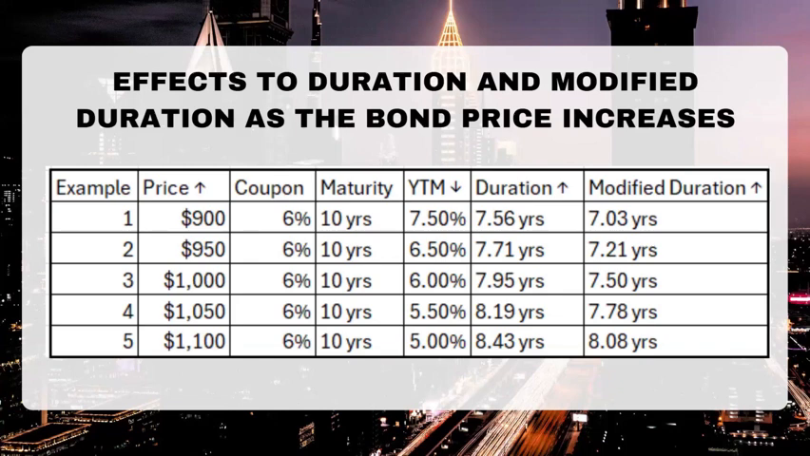As we can see in example 1, the price is $900, the coupon rate is 6%, and maturity is 10 years. The duration is 7.56, and the modified duration is 7.03. In example 2, the price increases to $950, and the coupon rate and maturity stay the same. The years to maturity decrease, but the duration and modified duration go from 7.56 to 7.71, which is an increase, and 7.03 years to 7.21, which is also an increase. As we see, when the price goes from $900 to $1,100, duration goes from 7.56 years to 8.43 years, and modified duration goes from 7.03 years to 8.08 years.